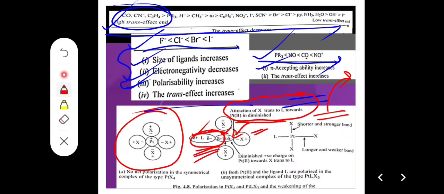And as we know, there should be platinum in that side producing delta positive, so on that side delta negative is produced, and due to the delta negative and the negative charge of X, repulsion is produced. Due to the negative charge of platinum and the negative electron density of X, electronic repulsion is produced, and due to this the platinum-L bond becomes shorter and stronger, but the platinum-X bond becomes longer and weaker.